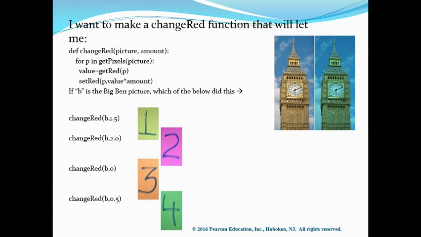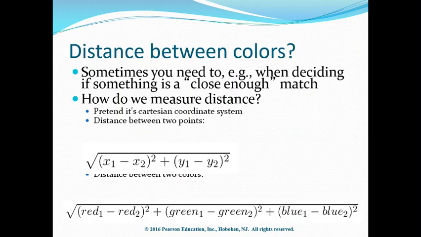So if B is the Big Ben picture, which of the below did this? So we can see that it looks like the red was actually extracted. So it's not 1 because that's 1.5 times whatever the value was. It's definitely not 2 because that's 2 times what it was. It's either 0 or 0.5. It looks like it was totally removed, so we can assume that it's probably 3 as the correct answer.